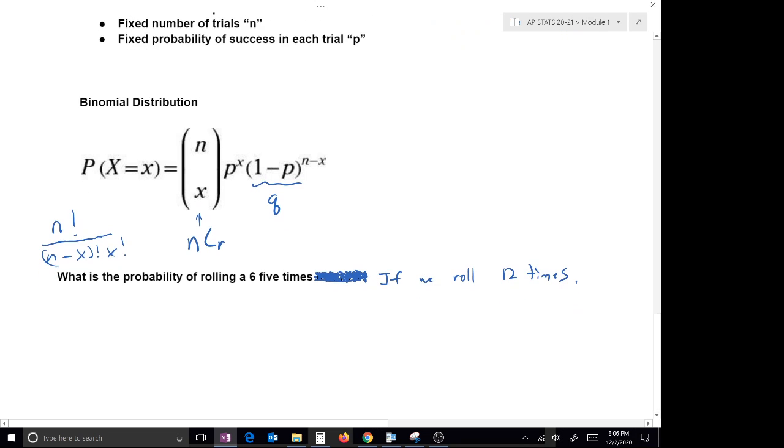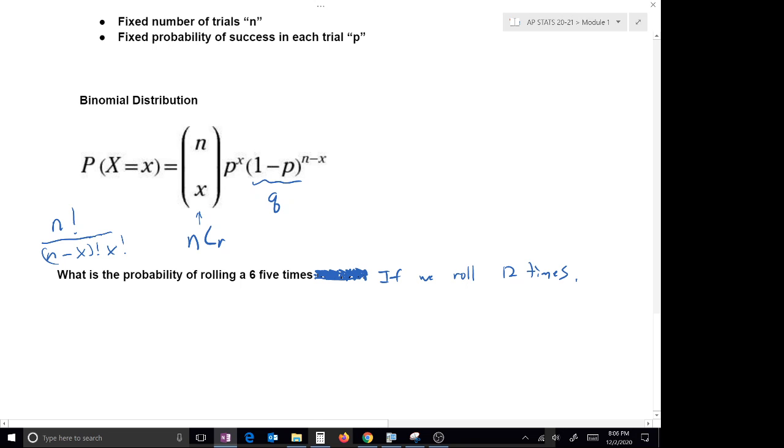So let's define what we have here. So we're rolling 12 times, so that's our n is 12. Okay. We're trying to hit 5 times, so we're hitting 6 5 times. So that means our probability of success each time is 1/6, and our probability of failure each time, Q, would be 5/6.